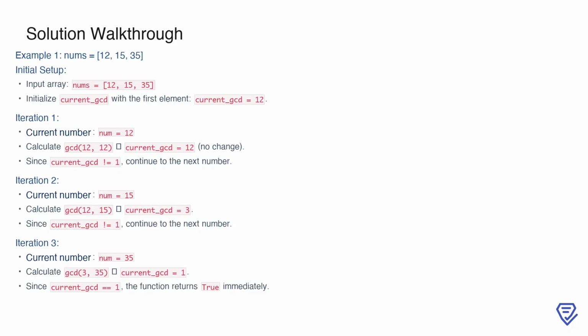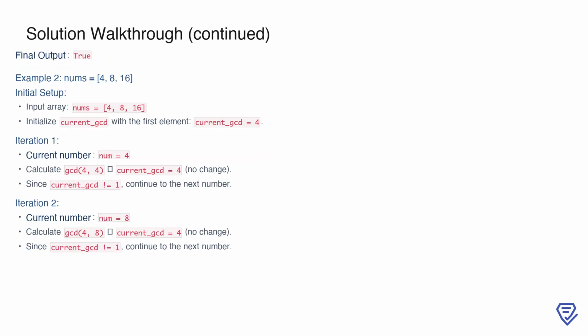Finally, in the third iteration, the current number is 35. Calculating the GCD of 3 and 35 results in a current_GCD of 1. At this point, the condition is satisfied, and the function immediately returns true. Here, the output for the first example is true because the GCD became 1 during the iterations.